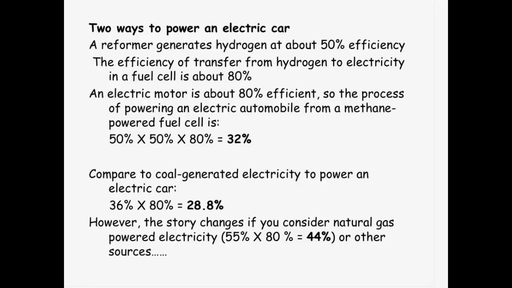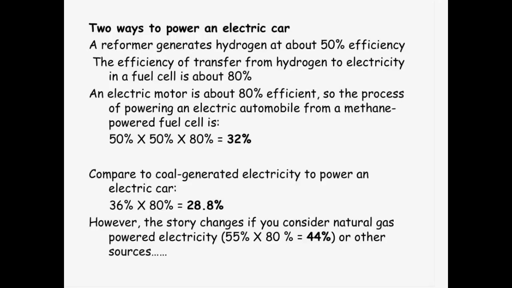That's the big question. A reformer generates hydrogen at about 50% efficiency, and generally a reformer can use various kinds of renewable energies like wind or solar, but the most common one to see today is natural gas. So you're taking natural gas to generate hydrogen at about 50% efficiency. And then the efficiency of transfer from the hydrogen to electricity in a fuel cell is about 80% efficient. And then, as I mentioned before, an electric motor is 80% efficient.